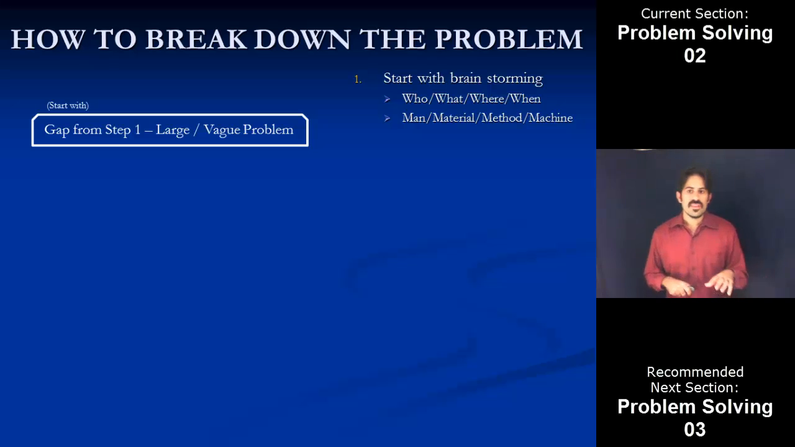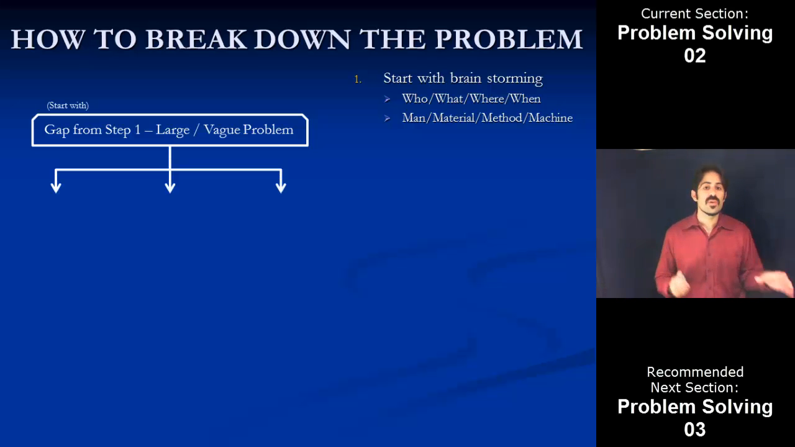So really what this means is, all right, we've got our big vague gap, and what are we going to do? Well, we're going to start with brainstorming, looking at who, what, where, when. I say man, material, method, machine, just as places to get started, questions to ask of what could be contributing to this problem, right? Answer those questions, where, who, what, man, material, and just brainstorm out a big list of what could be going on.